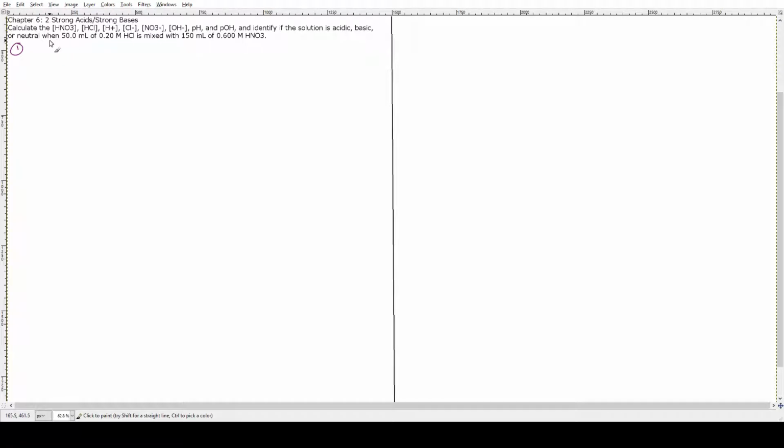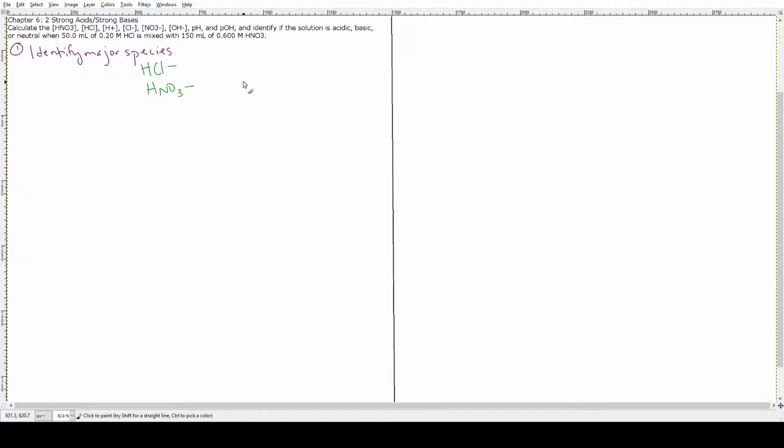Let's take this one step at a time. First, always identify the major species. So we have two strong acids here. We have hydrochloric acid and HNO3. It's not just one or the other, it's both. So we better put both of those up here at the top. HCl and, actually I don't want to use an arrow, HCl and HNO3.